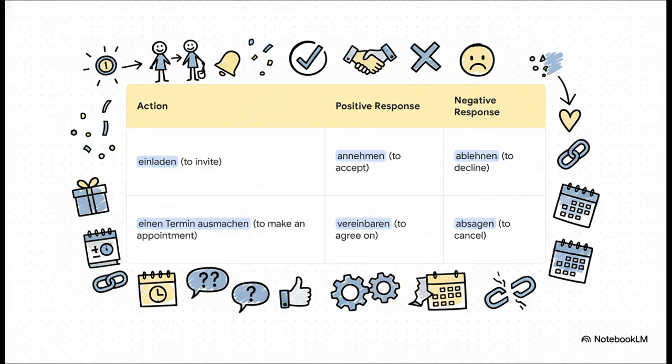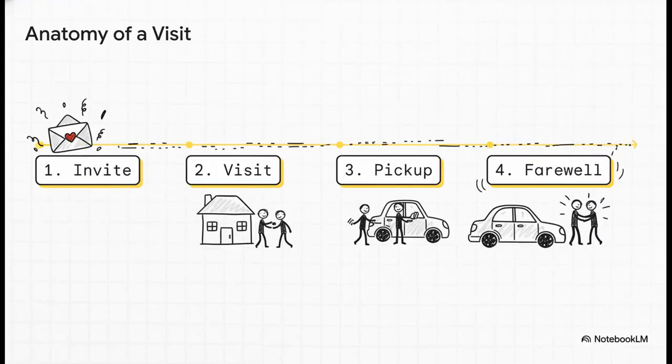They can annehmen, accept, or they can ablehnen, decline. For something a bit more official, like a doctor's visit, you einen Termin ausmachen. If you both agree on the time, you vereinbaren. But if life gets in the way, you might have to absagen, to cancel. So let's picture how a typical visit plays out from start to finish. It all kicks off with die Einladung, the invitation. Then, for the visit itself, you might vorbeikommen, which just means to stop by or drop in. Maybe you need to go jemanden abholen, that's to pick someone up. And of course, at the end of it all, you have to sich verabschieden.